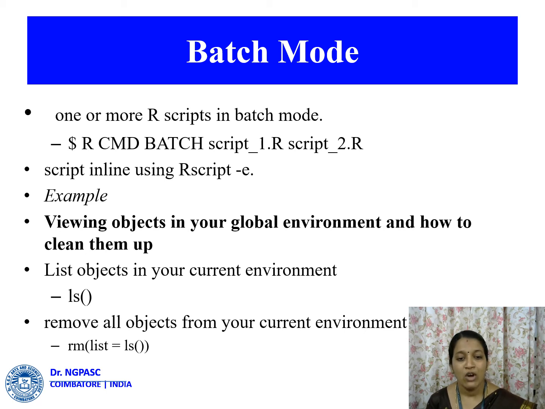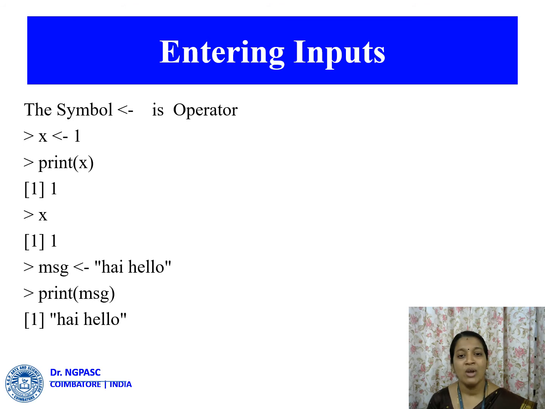Okay, if you want to view the objects in your global environment, you have to list the objects, so you give the ls command. If you want to remove all the objects from your current environment, you have to use the rm command. This ls and rm can be used in Linux and Unix operating systems. Let us move on to how to enter inputs into R programming. By default, while opening an RGui window, it is in interactive mode, so the default prompt greater-than appears in your window.